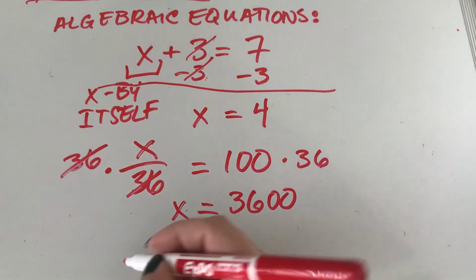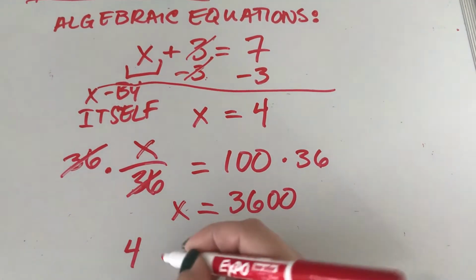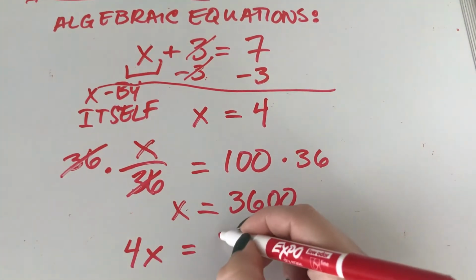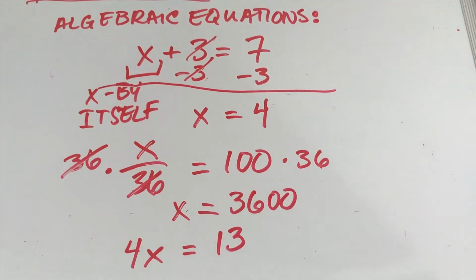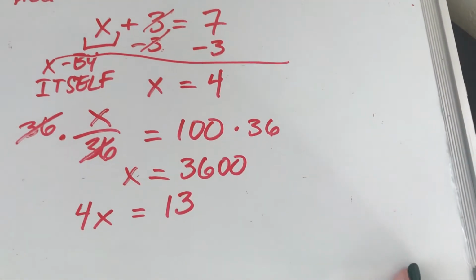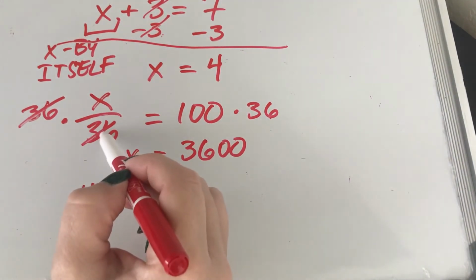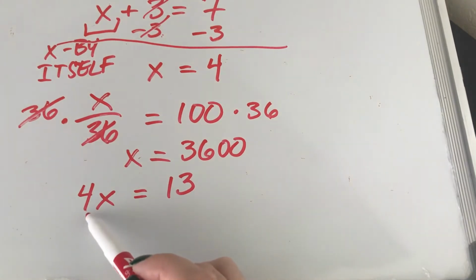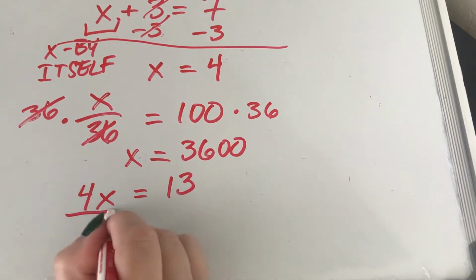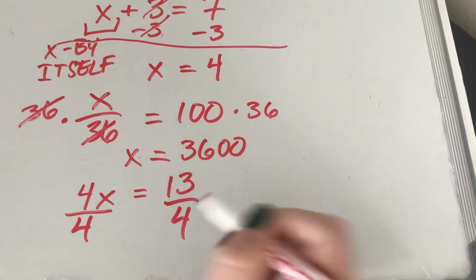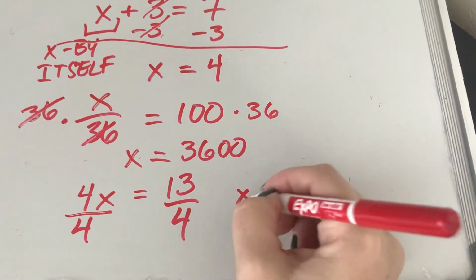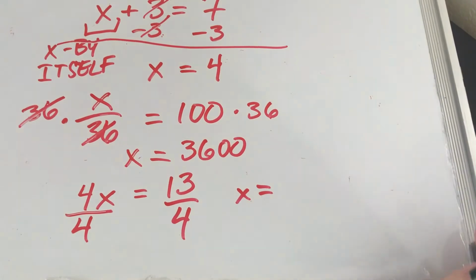So, if we have 4x is equal to 13, how would we get x by itself then? Divide by 4 on each side. Yeah, so in the same way that multiplication will undo division, division will undo multiplication. So we divide by 4, we divide by 4, and we end up getting x is 3.25.